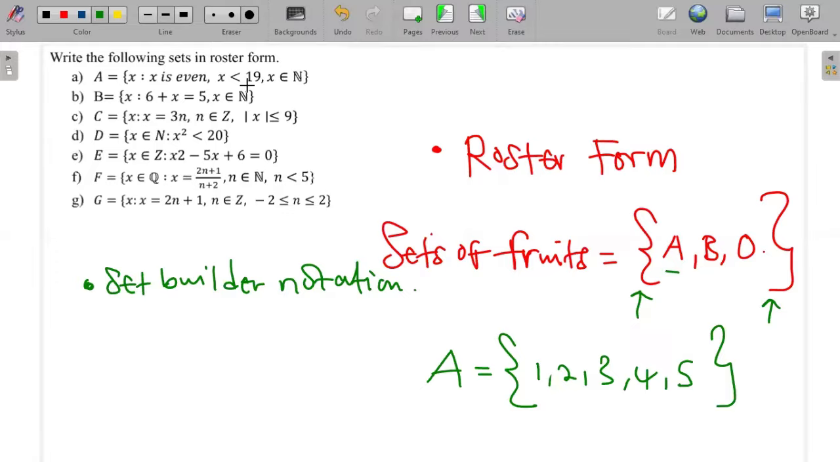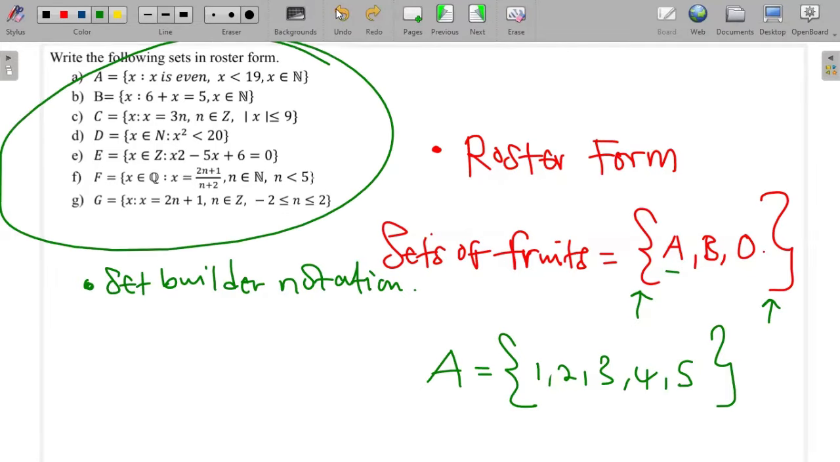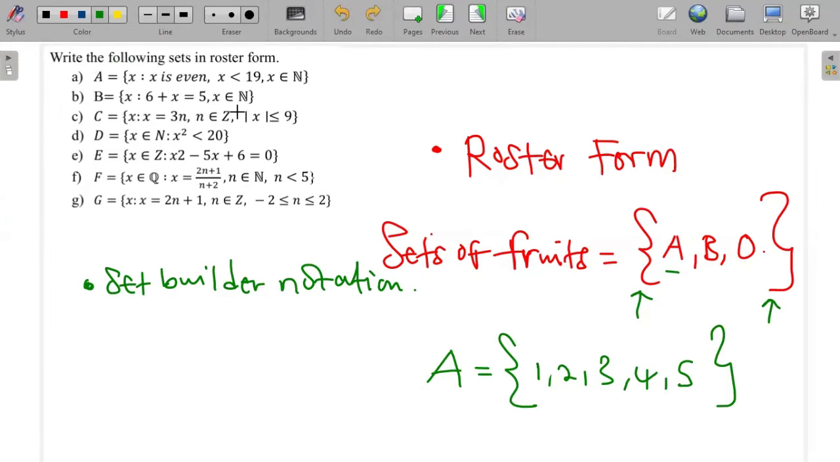You can see all these sets here are being represented in set builder notation. They are simply being described, and we do not know the exact elements that are there. This set is just a mathematical description. So with set builder notation, you will be representing sets in a descriptive way or mathematical description. All these that are up here are what we call set builder notation.